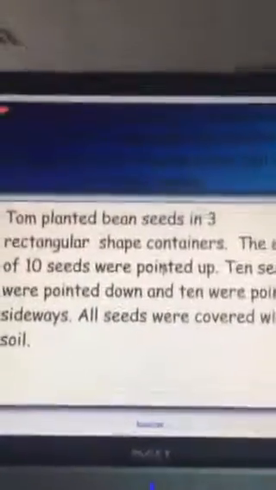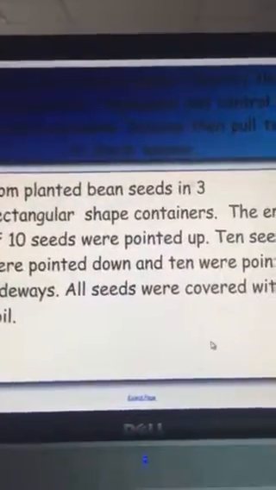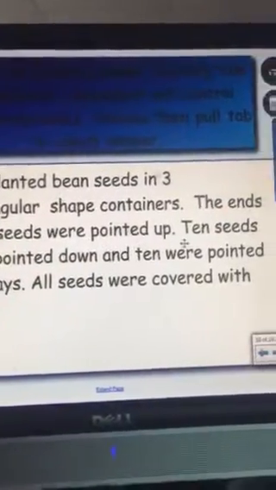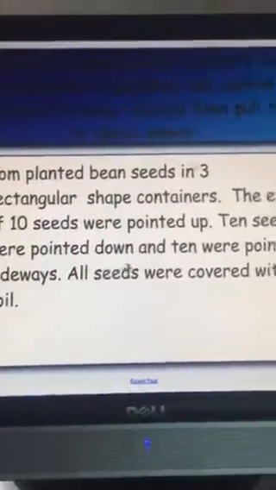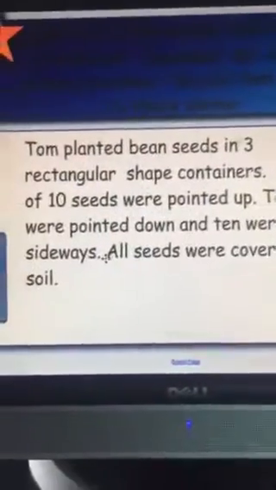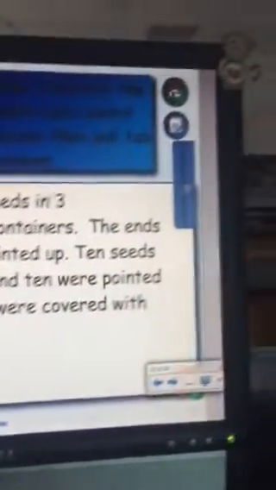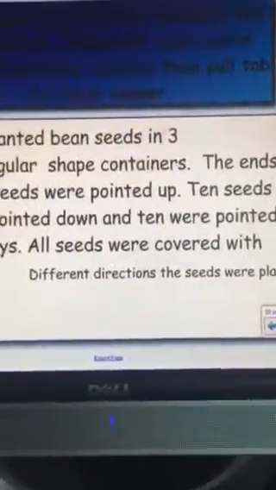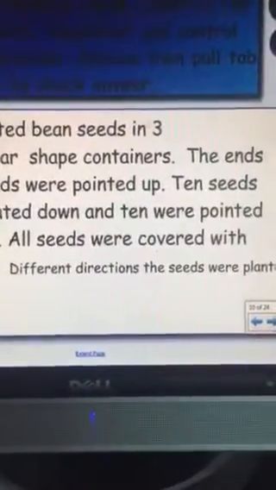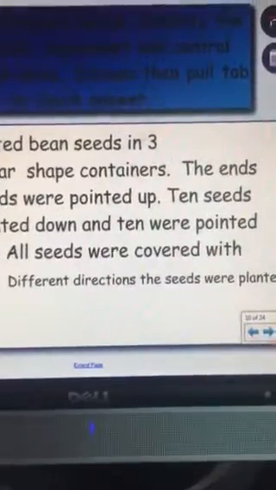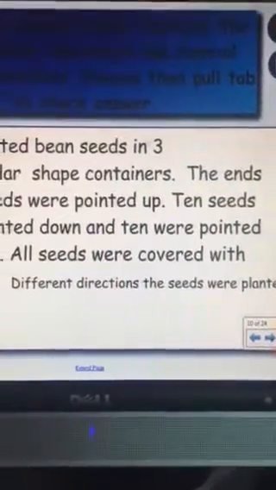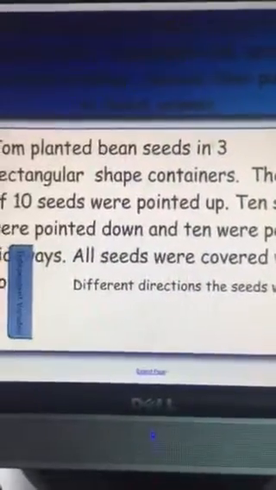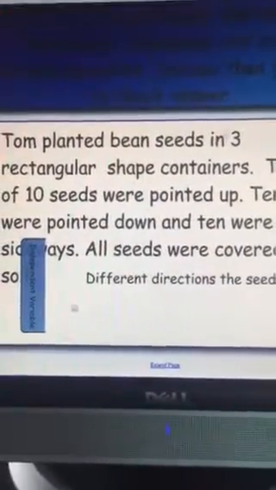So again, here we have 3 bean seed containers. Container 1, ends are planted up. Container 2, ends pointed down. Container 3, ends pointed sideways. So our IV shows that Tom, on purpose, planted his seeds in different directions. The independent variable is the direction in which Tom planted his seeds. He did that differently each time on purpose.